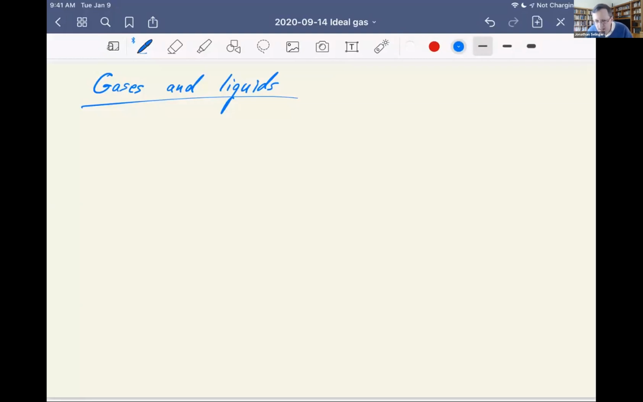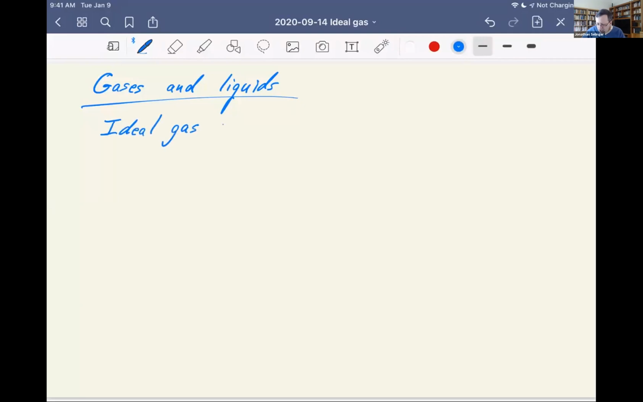Good afternoon, everybody. Today, I want to begin a new topic, which is to discuss gases and liquids. This is going to bring us closer to liquid crystals, in that these are systems of molecules moving around. And so we can start to see how to apply the statistical mechanics description to something like that. And to begin with the easiest case, I want to talk today about the ideal gas.